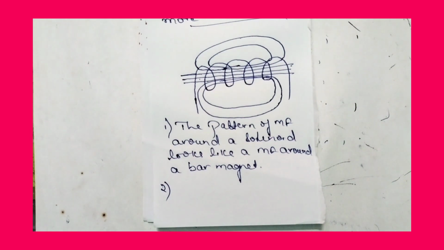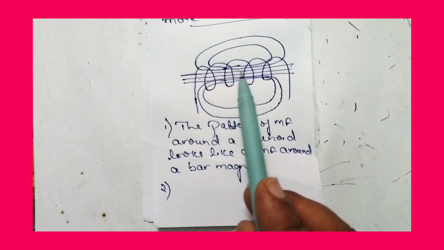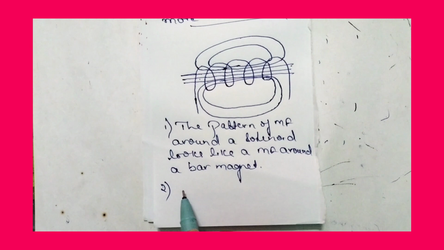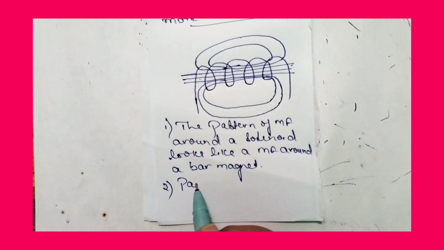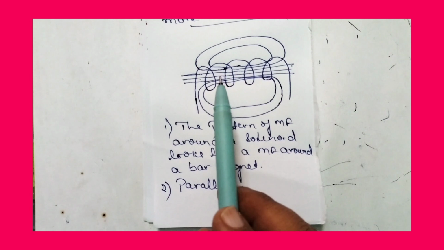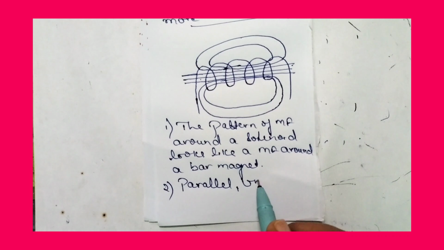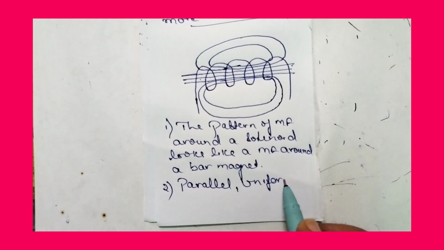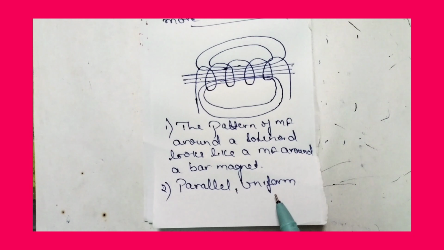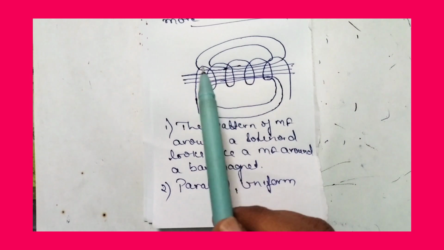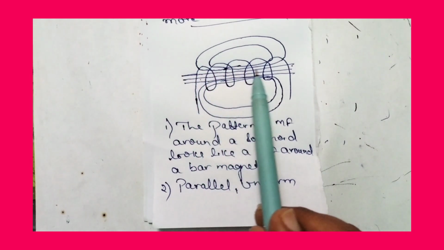The magnetic field line pattern at the center of a solenoid looks like it is parallel. The magnetic field lines pattern at the center of a solenoid is parallel, uniform. Uniform in the sense that the magnetic field lines are moving in the same direction with the same speed. Note, at the center the magnetic field lines will be parallel.